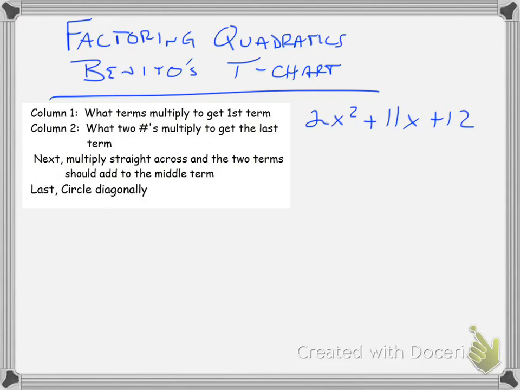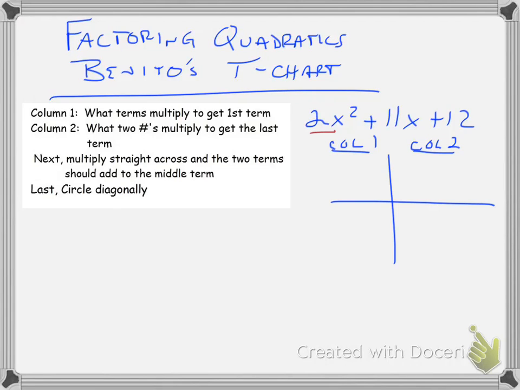Okay, so this is my little way to factor, a T-chart, and we're going to do this polynomial. And what it is, these are the directions here, okay? I have column 1 here and column 2. And column 1, you got to have two numbers that multiply to be the first term.